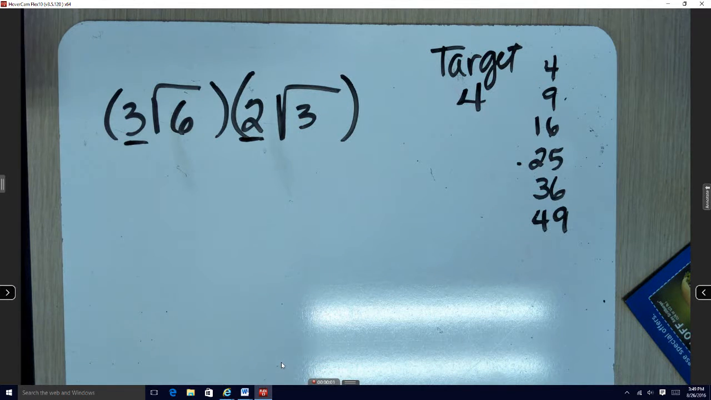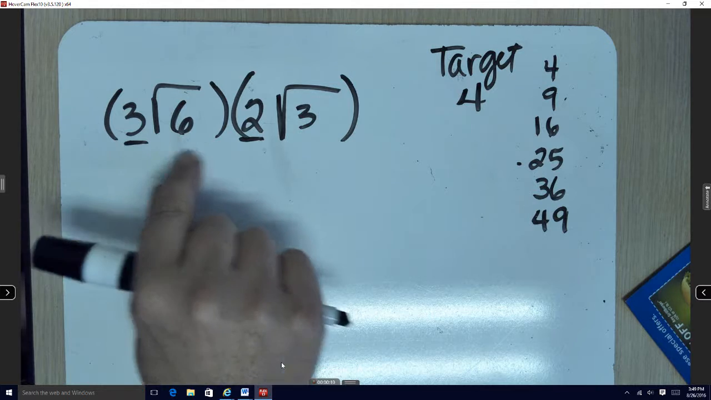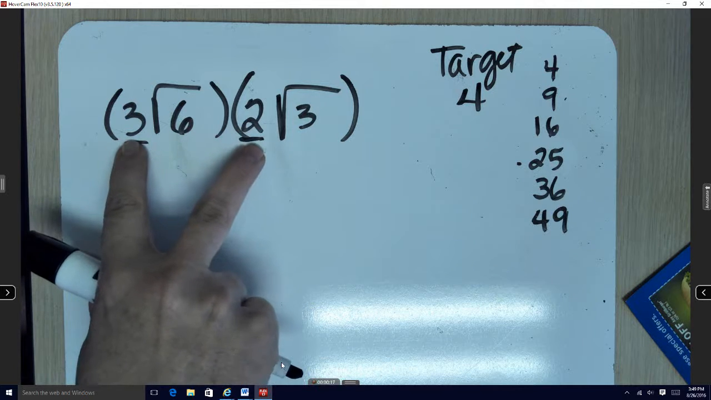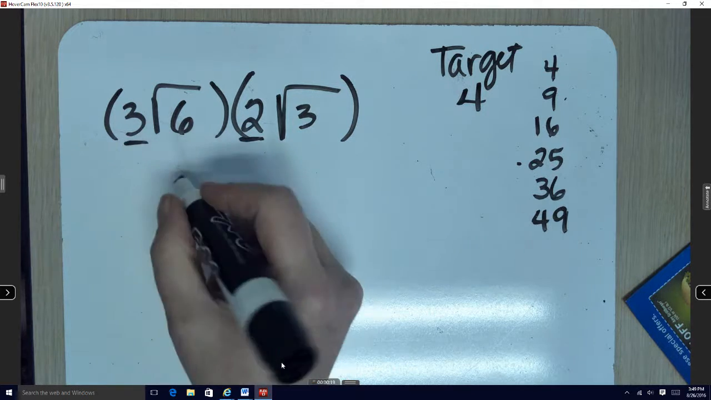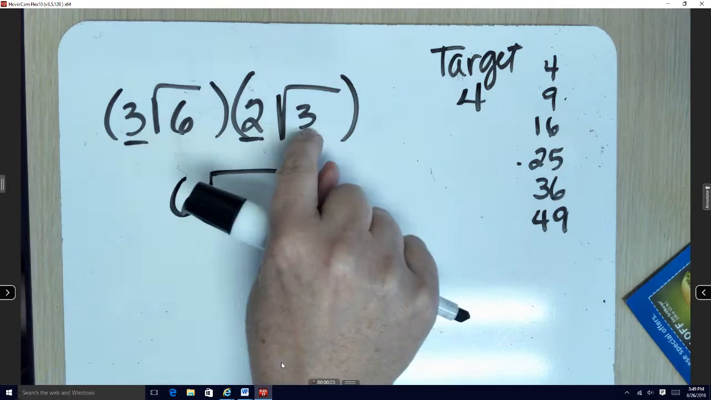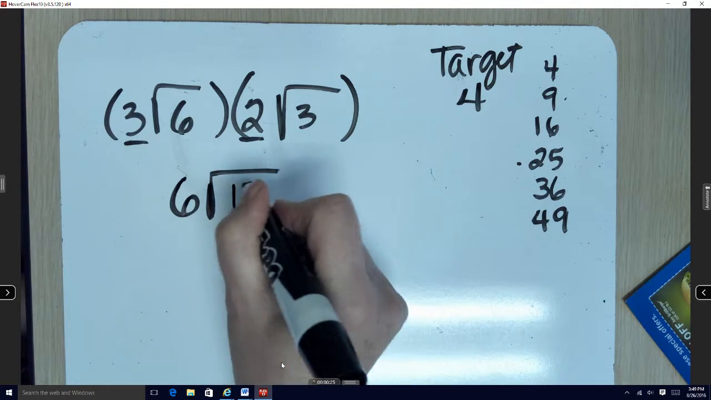Okay, this video is going to focus on Target 4. On Target 4 we had lots of issues, so this video might be a little bit longer. This is a problem like the first one you had on your target check, and when you do this one, you literally look at what's out front, and you're going to say 3 times 2 and get your 6, and then do 6 times 3 and get 18.